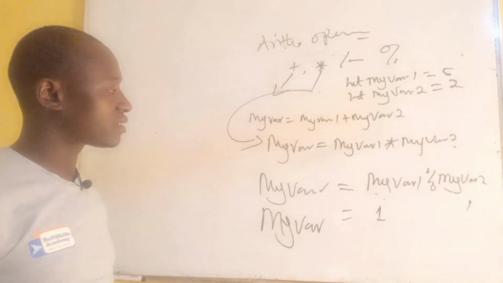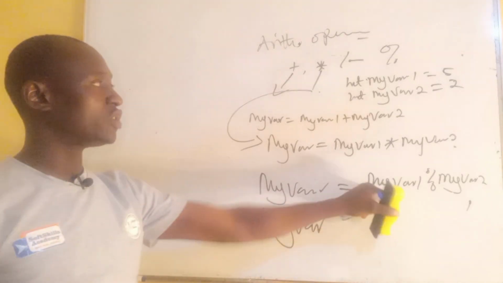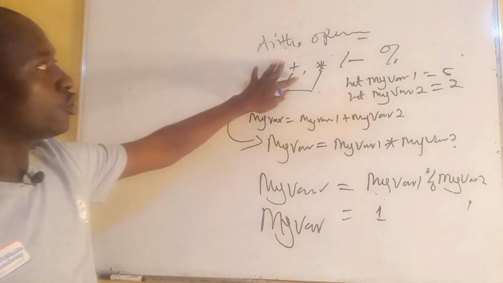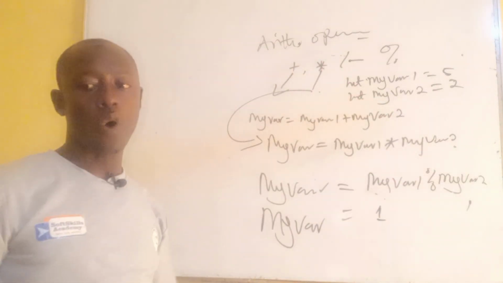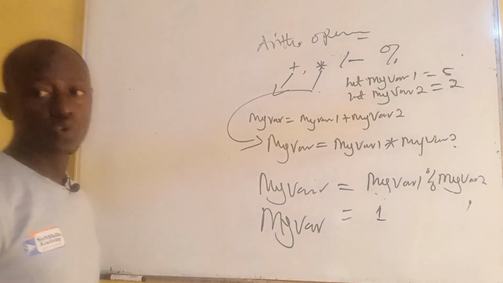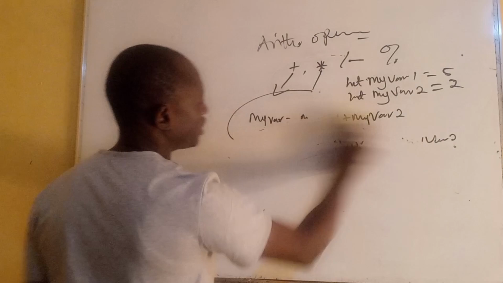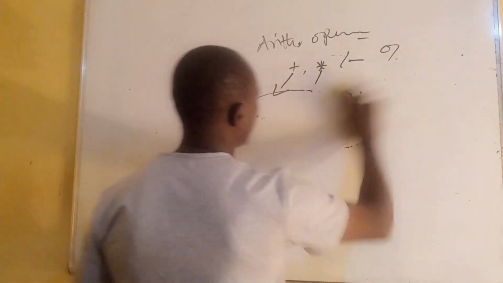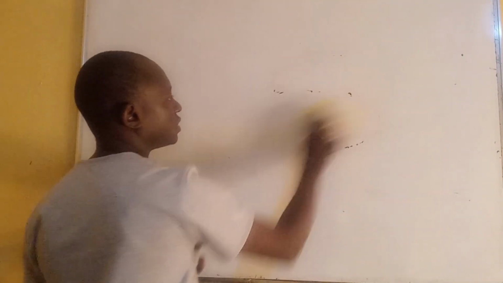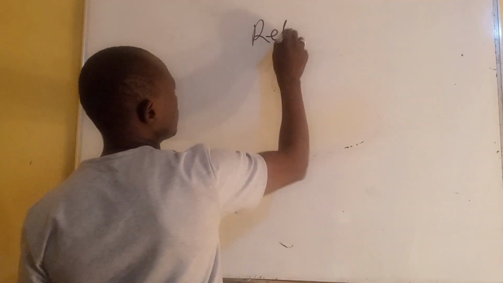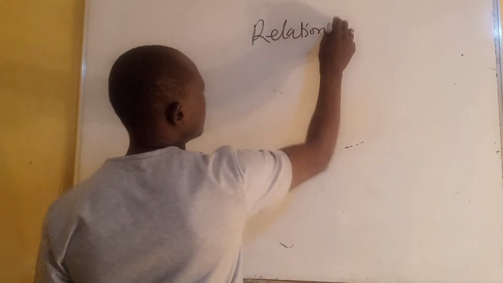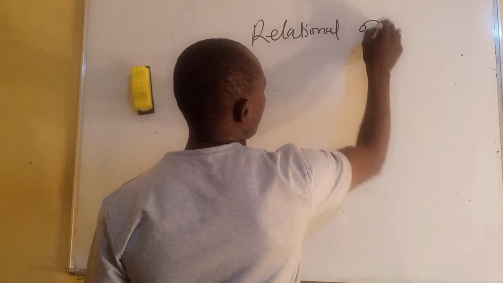As simple as this. This is what it will return when you use this. That's how you use your arithmetic operation in this. So we are going to look at the relational operations, relational or relations operations.